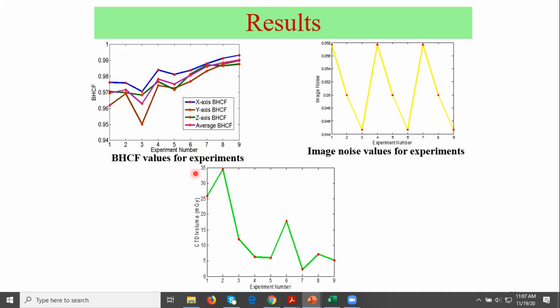From the beam honey correction factor, image noise is good, but what about the image noise? So we can't give a proper conclusion for these three results. That's why we did the optimization technique by using the gradation analysis. For these three individual outputs, we are making a single output by using the gradation analysis.